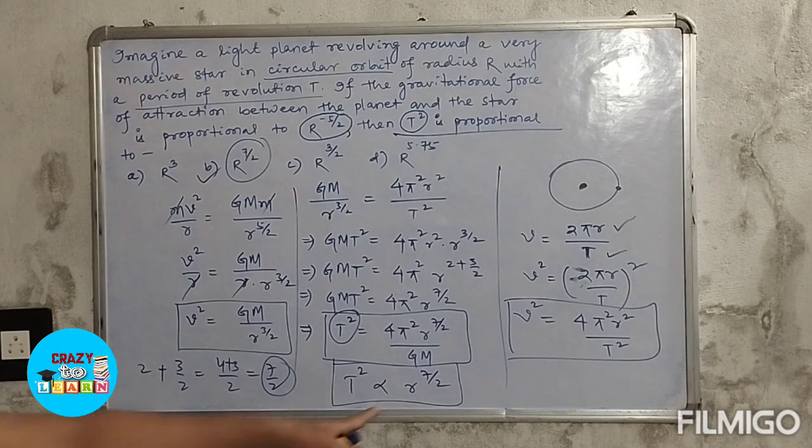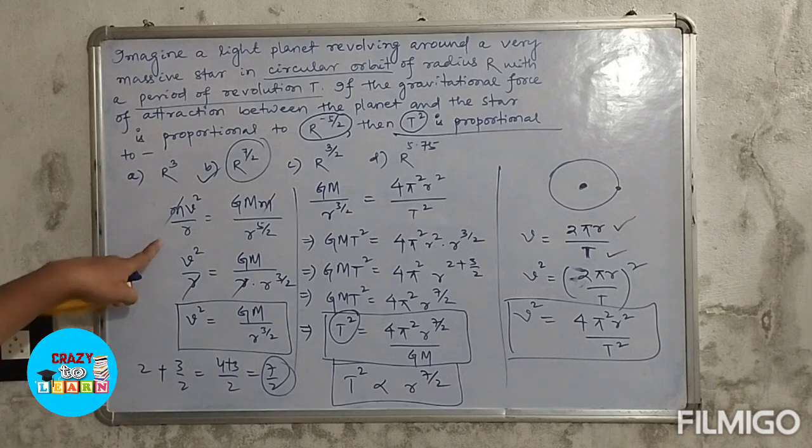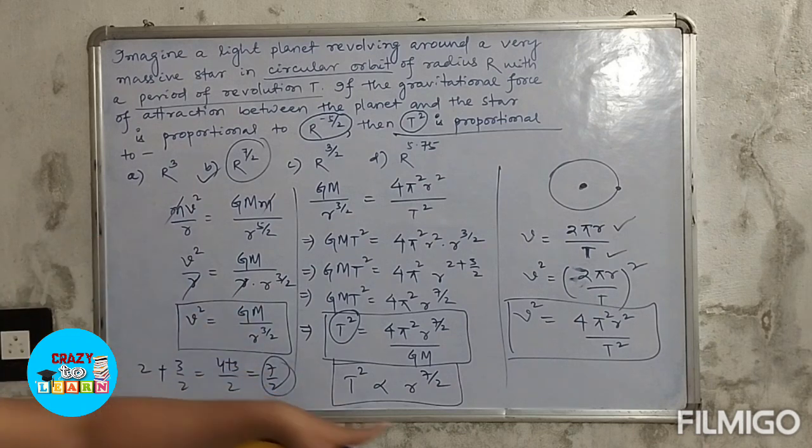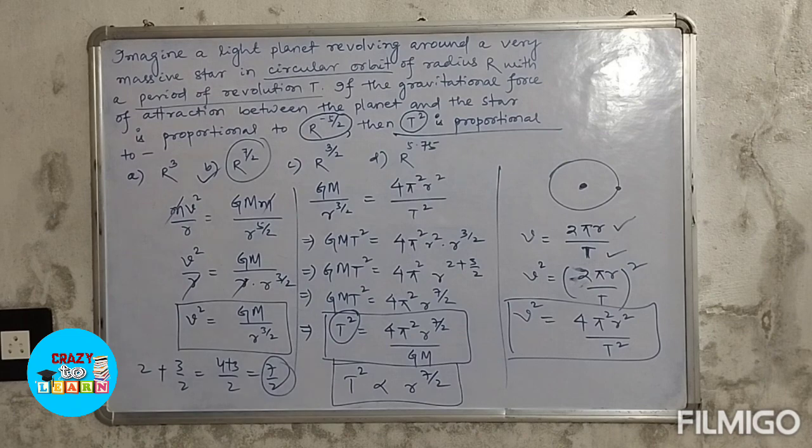If in the place of radius you take capital R, then we will get capital R power 7 by 2. As from the very beginning I am taking small r, so I am getting small r here. Okay, are you all clear?